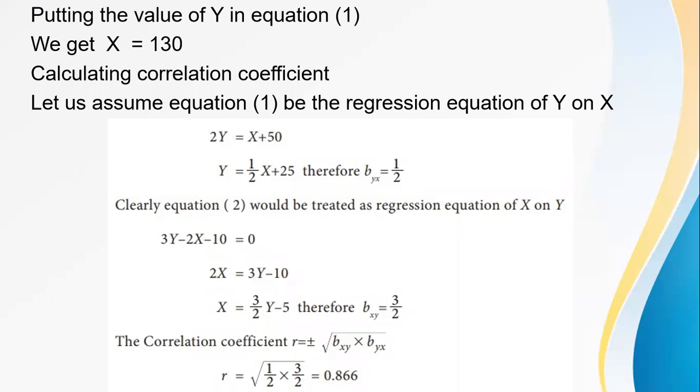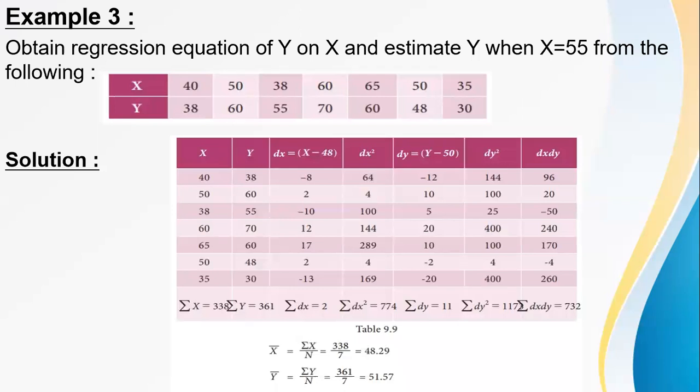Calculating the correlation coefficient. Assume equation 1 to be the regression equation of y on x. 2y minus x minus 50 gives y is equal to x by 2 plus 25. Therefore, byx is equal to 1 by 2. Clearly, equation 2 is treated as the regression of x on y. So, x is equal to 3 by 2 y minus 5. Here, bxy is equal to 3 by 2. The correlation r is equal to plus or minus root of bxy into byx, so root of 1 by 2 into 3 by 2. Here we get the value of r as 0.866.